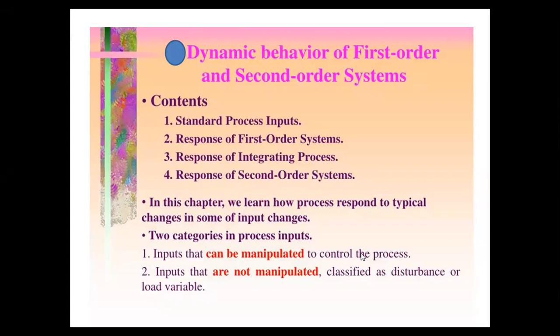So we have two categories of inputs: those which can be manipulated, that is, to control the process, and those that are not manipulated, which are classified as disturbance or load variables. So this is the dynamic behavior of a first order system.